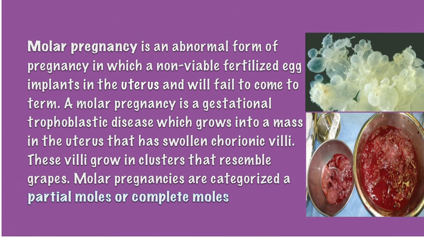A molar pregnancy is a gestational trophoblastic disease which grows into a mass in the uterus that has swollen chorionic villi resembling grapes. You can see on the right side, these are chorionic villi resembling grape-like vesicles, and molar pregnancies are characterized as either partial mole or complete mole. Here you can see an example of a partial mole.